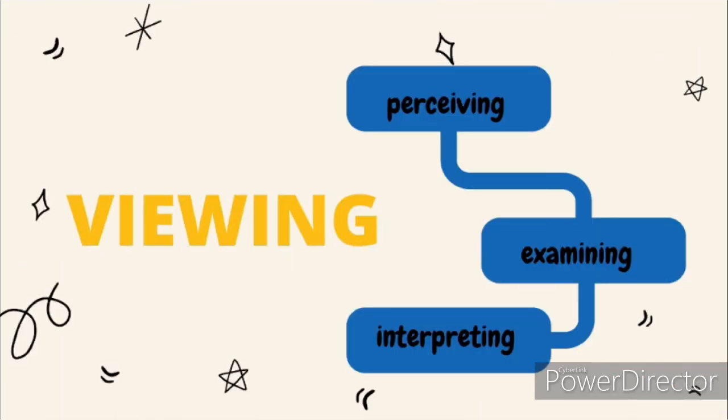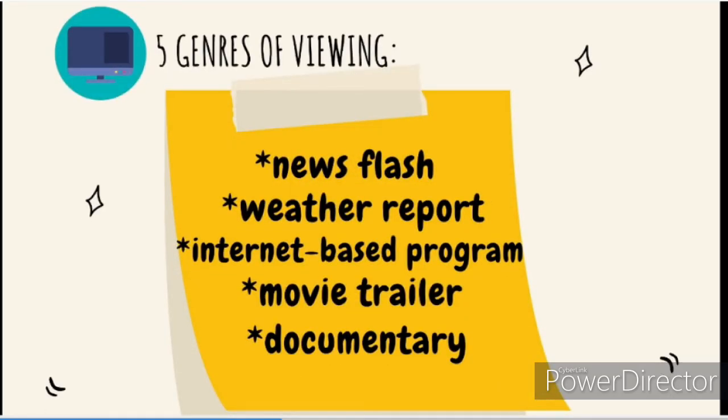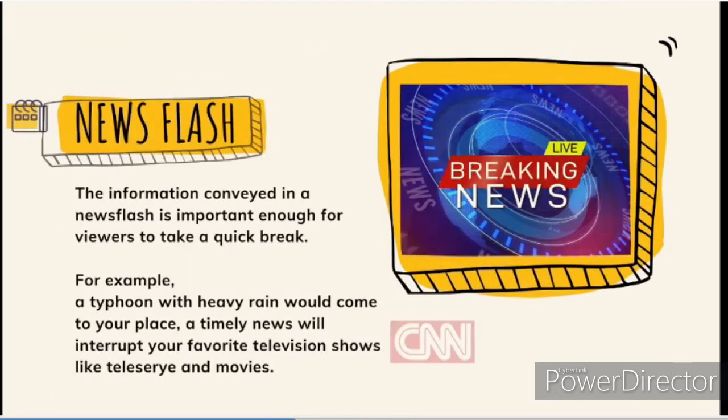Viewing refers to perceiving, examining, and interpreting meaning from visual images and is crucial to improving your comprehension of print and non-print materials. This is a skill you should master as you are exposed to multimedia. There are five genres of viewing. These are news flash, weather report, internet-based program, movie trailer, and documentary. Let us differentiate between these five.